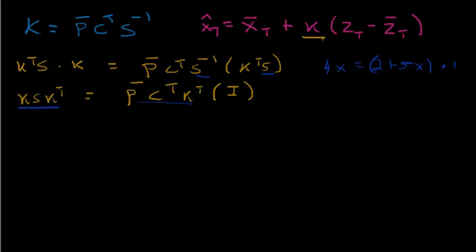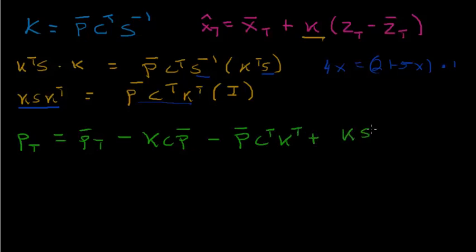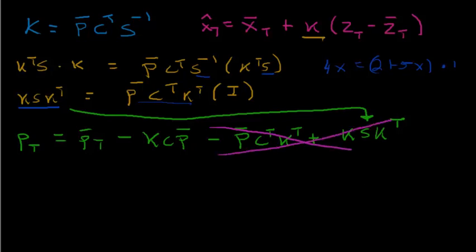And if you look at the last equation that we had for the covariance matrix P, before we started taking the derivations on K, what we saw was that P was equal to P bar of t minus K C P bar minus P bar C transpose K transpose plus K S K transpose. This was the last equation that we did. And now we have a definition for K S K transpose, which is right over here. So if we substitute this definition into here, we'll see that here we have negative P bar C transpose K transpose, and here we have plus P bar C transpose K transpose. So these terms will actually cancel out. So this entire part of the equation, we can just cross out because it cancels.